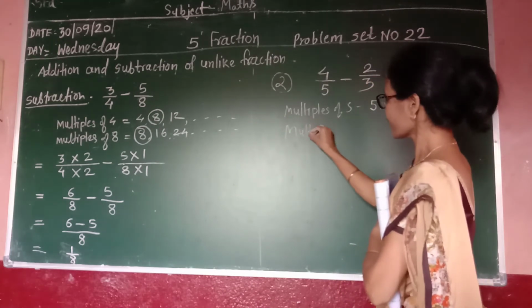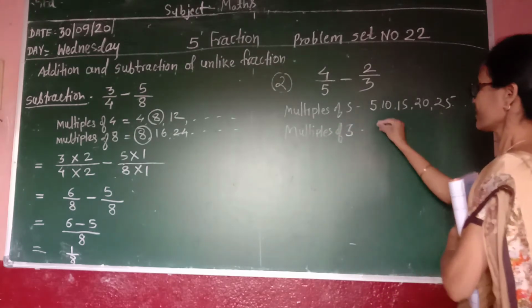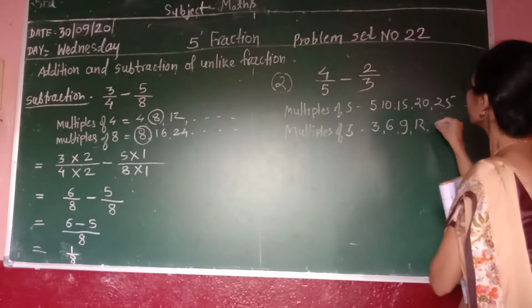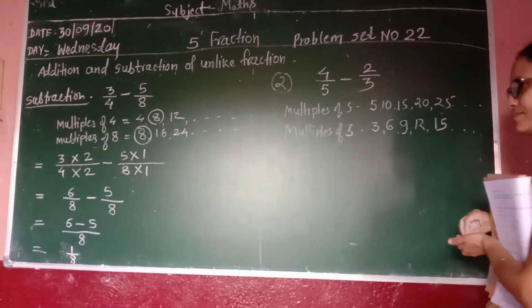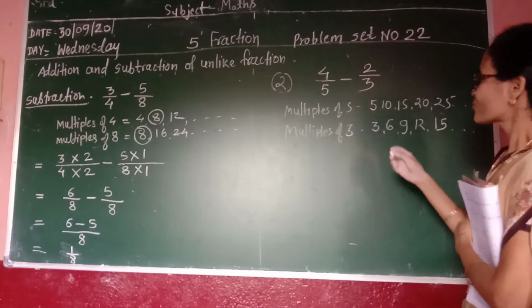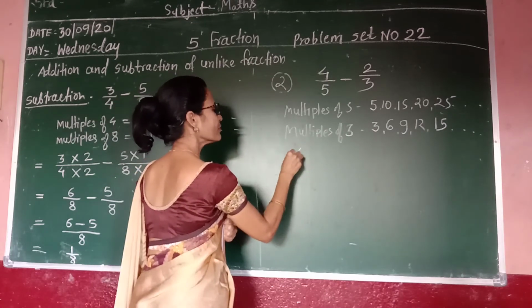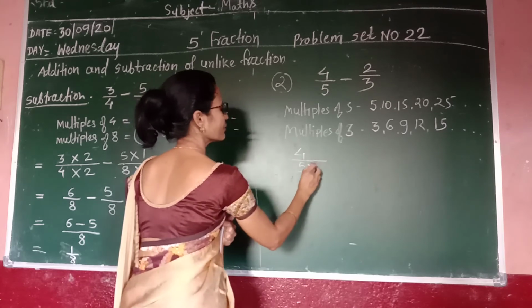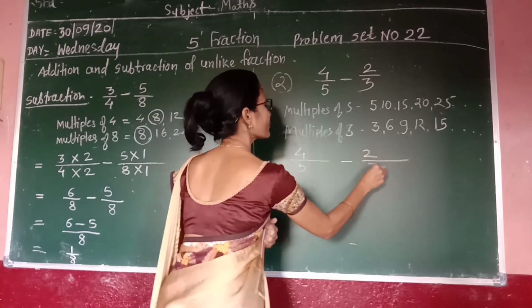You have to write the multiples of the denominators. Multiples of 3. 3 1s are 3, 3 2s are 6, 3 3s are 9, 3 4s are 12, 3 5s are 15. So first write down what is the fraction. 4 upon 5 minus 2 upon 3.